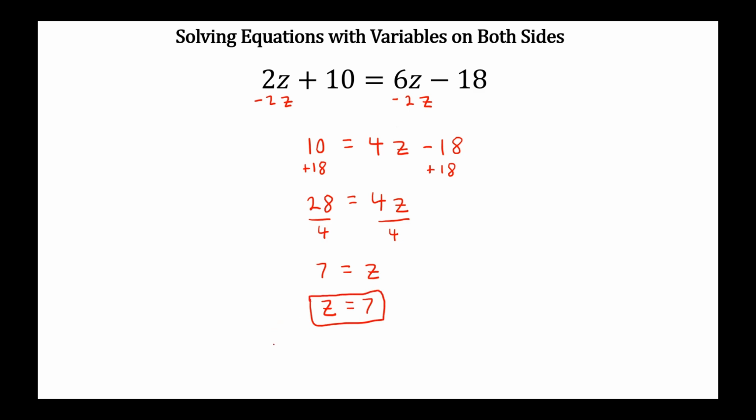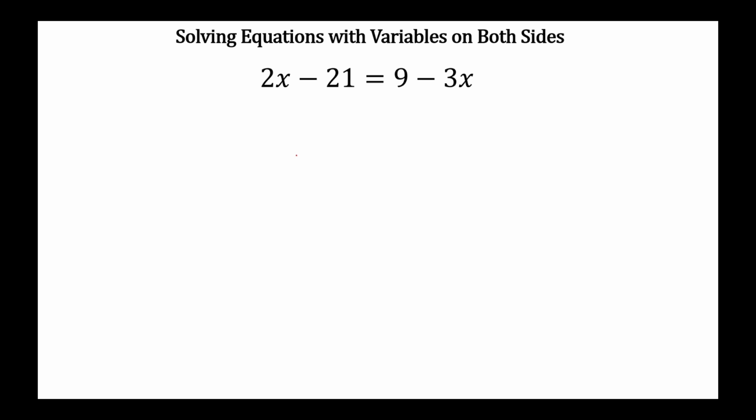Okay, let's move on to our last example. So in this last example where I have a variable on both sides, it looks like I have 2x on the left side and negative 3x on the right side. Now let's ask the question again. What's greater, positive 2 or negative 3? Well, positive 2 is greater, so I want to get rid of the negative 3x on the right side.